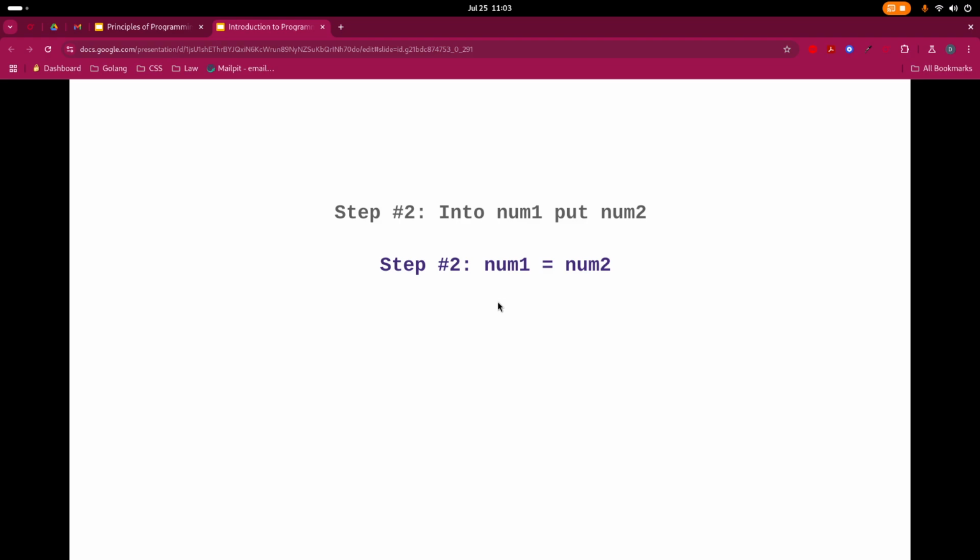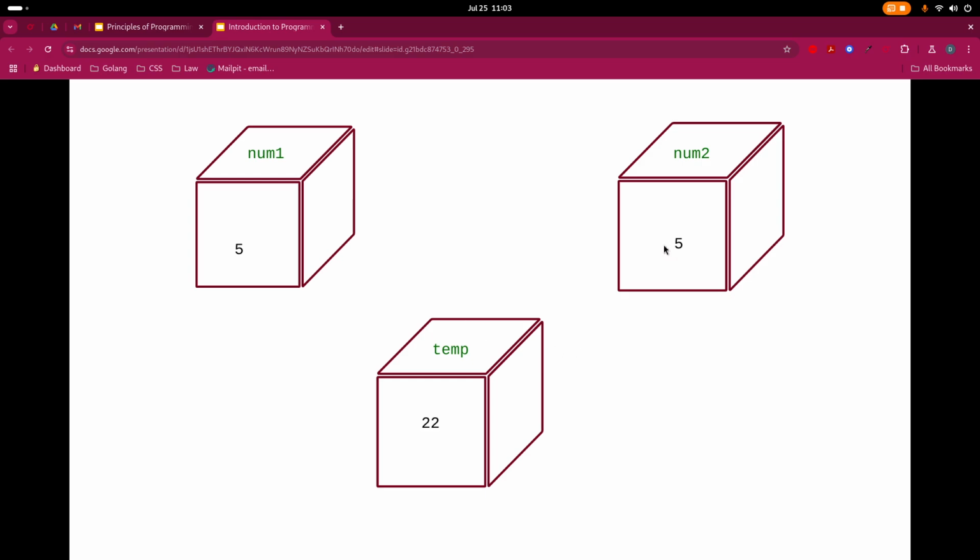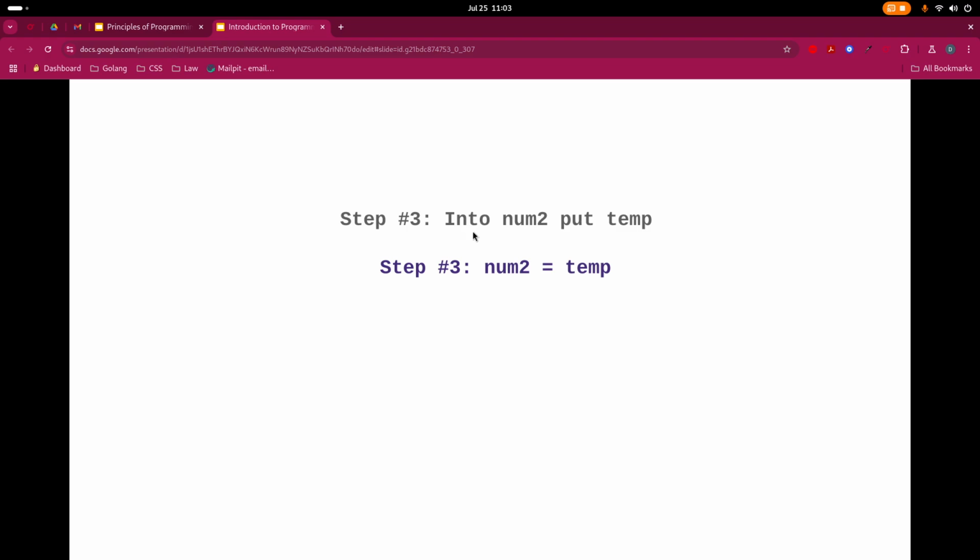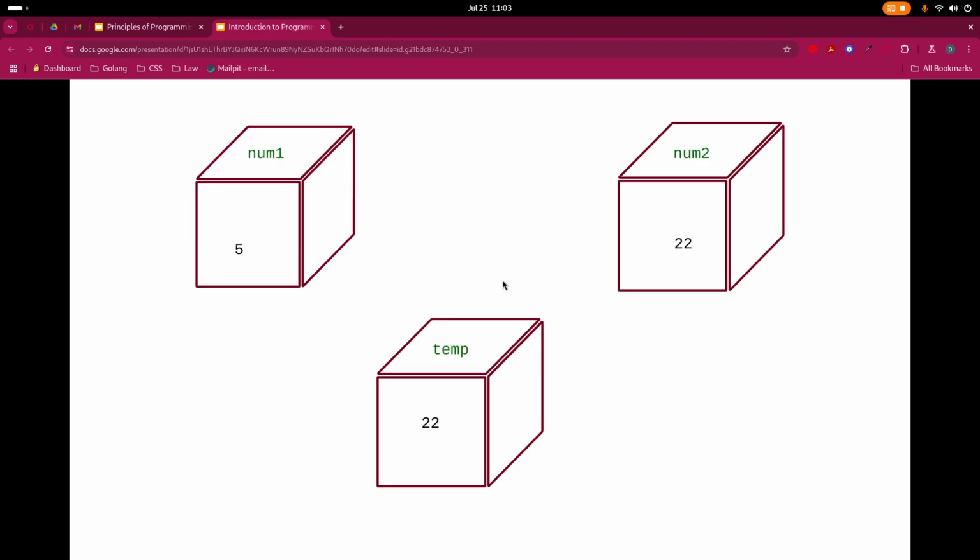Then step 2. This was what we had originally, but I'm going to rephrase this using the equal sign. Now I'm going to say take what is in num2 and put it into num1, which of course gives us this. And finally, the third step, we don't want to say this anymore. We're going to say take what is in temp and put it into num2, which obviously gives us this.